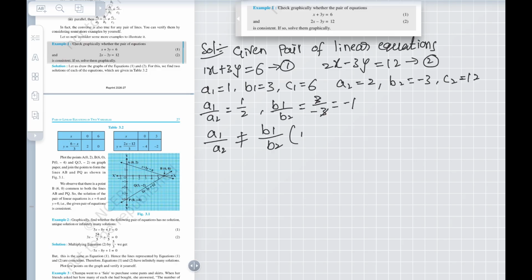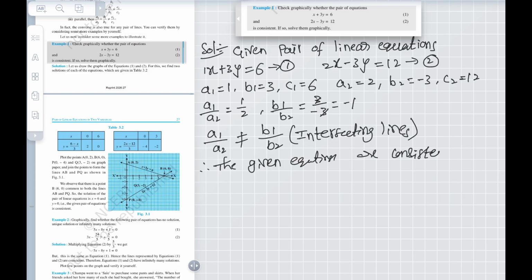If these two are not equal, the equations form intersecting lines, as we discussed. If they are intersecting lines, therefore the given equations are consistent. The question continues: if so, solve them graphically. Now we came to know this pair of linear equations is consistent. So if they are consistent, we need to find the solution graphically.